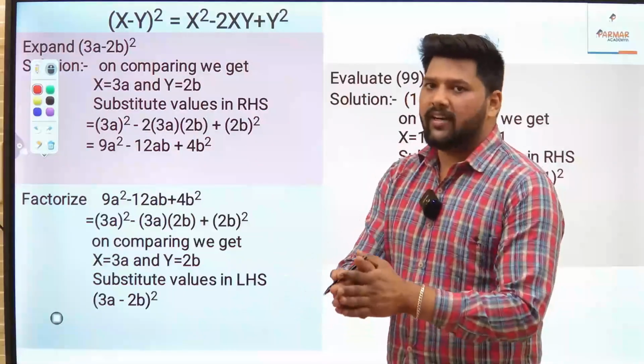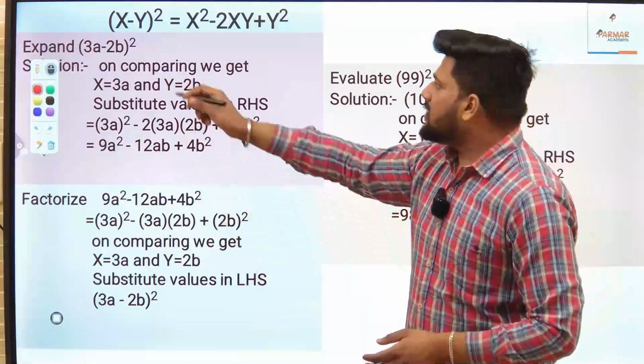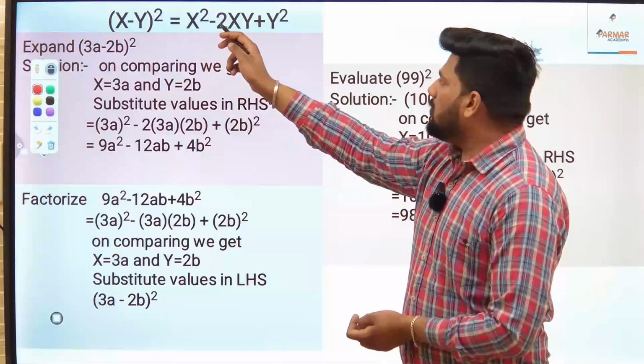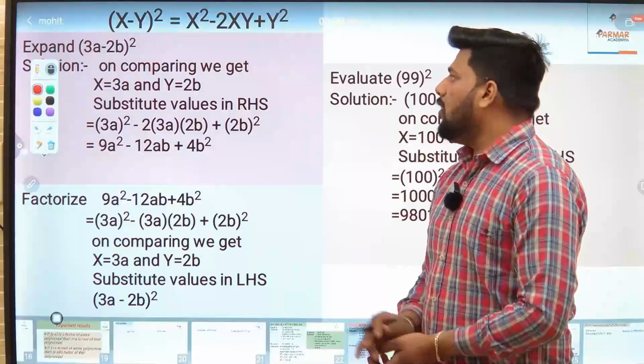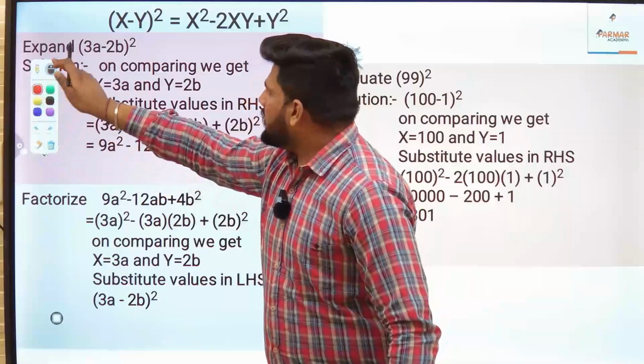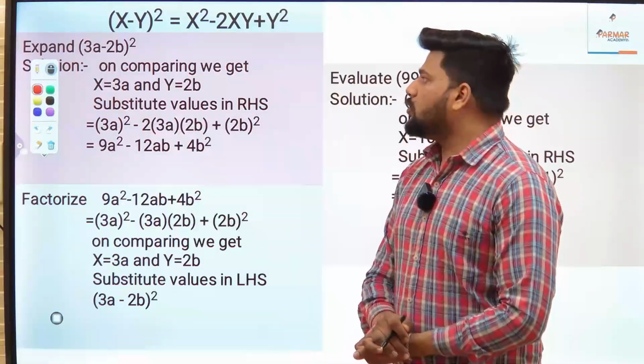The next is the third identity, that is x minus y whole square. Similar to the last identity x plus y whole square, this is x minus y whole square is equal to x square minus 2xy plus y square. Let's start with one example, that is expand 3a minus 2b whole square.